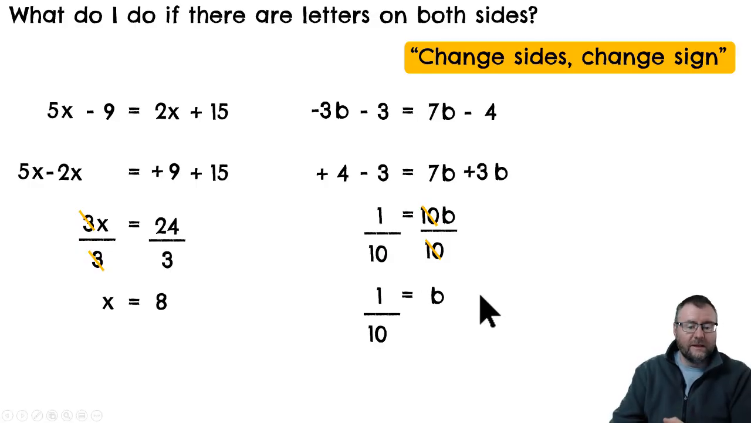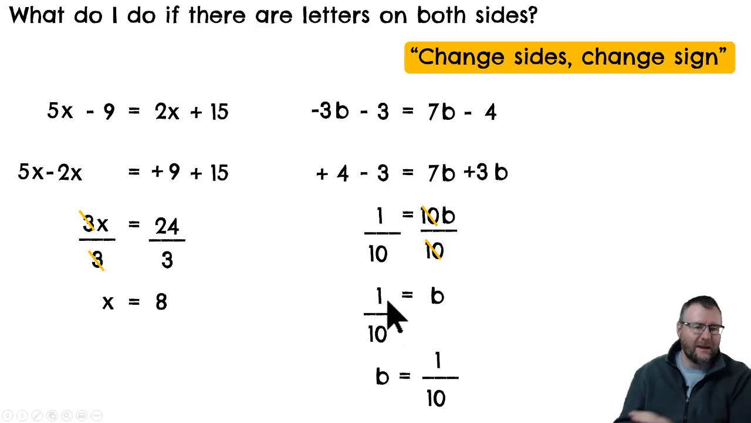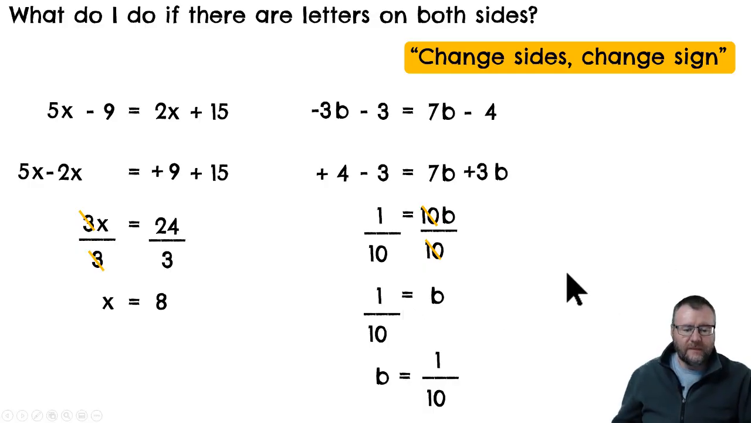One last little thing though is that you kind of think, well, hang on, don't I want an answer that says b equals something? Well, that's exactly what we've got. We've just got it around the other way. It doesn't matter. I can switch those around, pivot them on the equal sign, and get b equals 1 over 10. It's the same whether it's 1/10 equals b or b equals 1/10. It's the same thing, right?